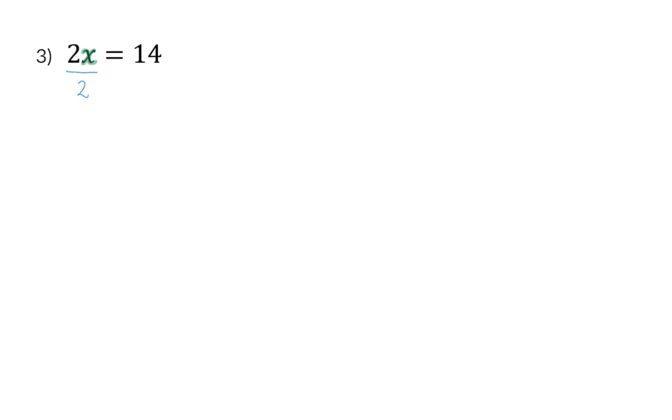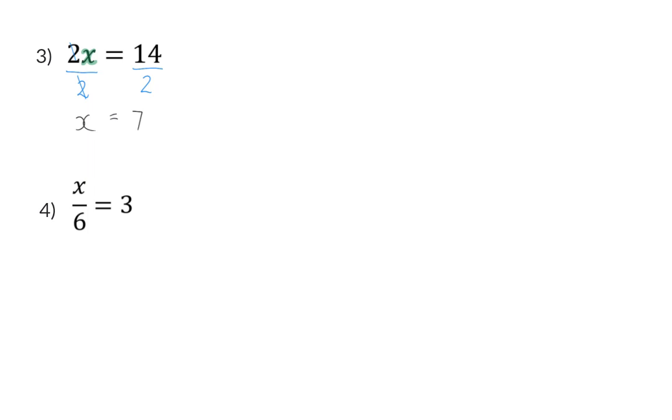If I divide by 2 on the left, to keep the balance of the equation, I also have to divide by 2 on the right-hand side. On the left-hand side, I now have 2 divided by 2, which is 1, and that leaves me with only the x. And on the right, we have 14 divided by 2, so x is 7.